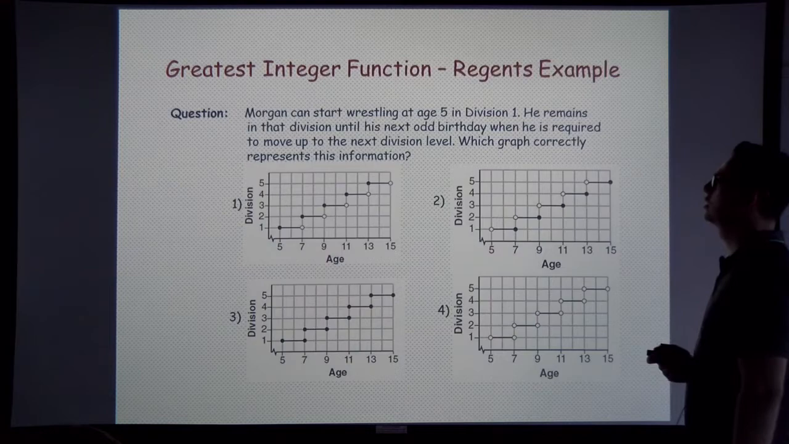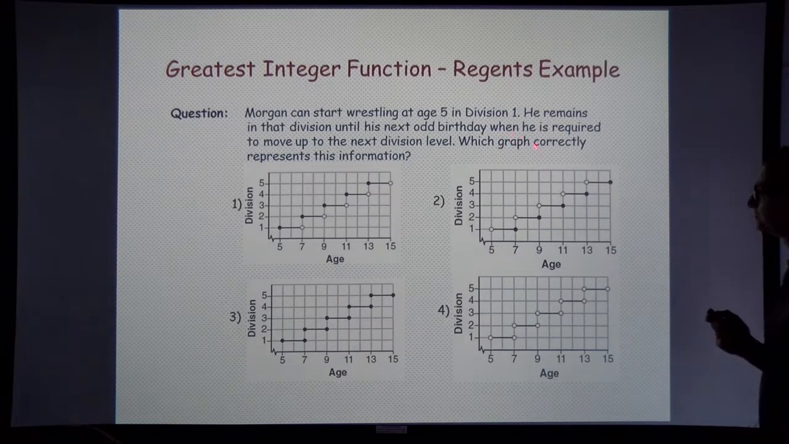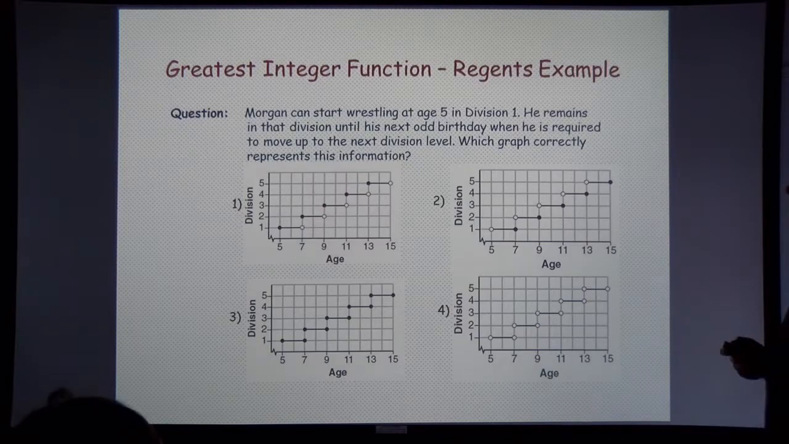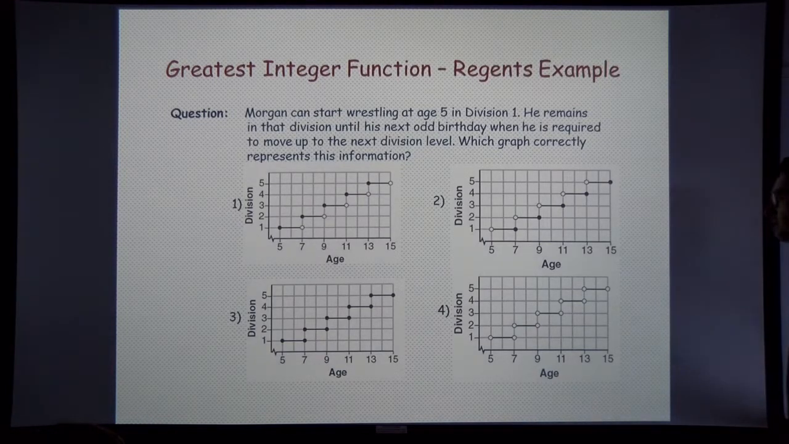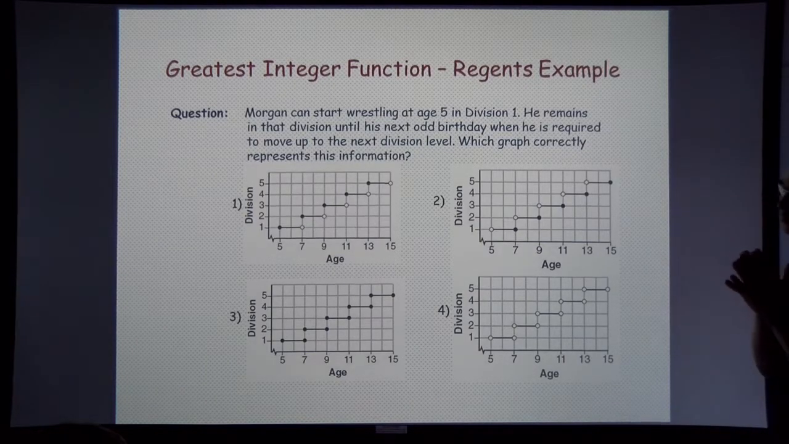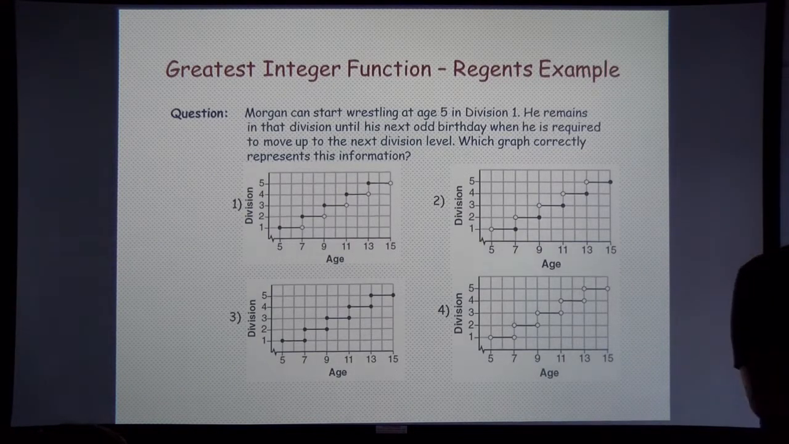Now, Morgan starts wrestling at age 5 in Division 1, and he remains in that division until his next odd birthday, when he is required to move up to the next division level. Which graph correctly represents this function? Okay, so take about 30 seconds or so and try to figure out which graph would represent this function the best.